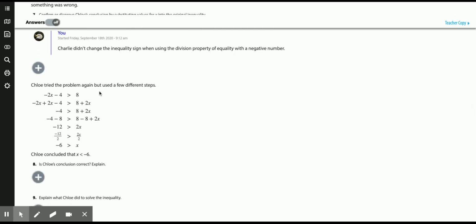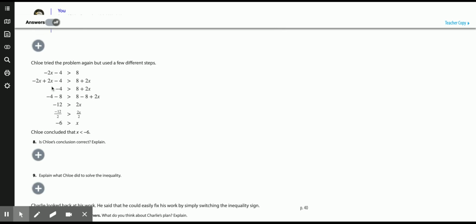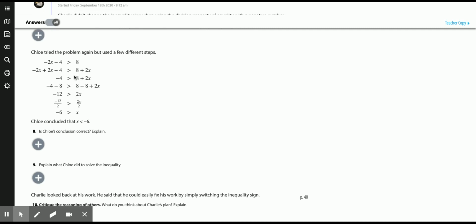Chloe tried the problem again, but used a few different steps. Okay, so let's see what she did. She subtracted 2x from both sides. Okay, it's not multiplying and dividing, that's fine. So she said she added 2x, I'm sorry, not subtracted. She added 2x to both sides. Again, fine, because you're not multiplying and dividing by a negative. And you're left with negative 4 equals 8 plus 2x. She then subtracted 8 from both sides to get rid of that one.